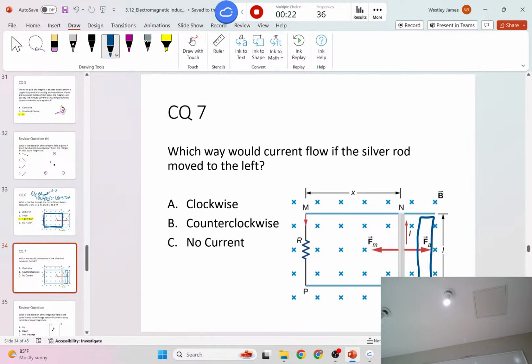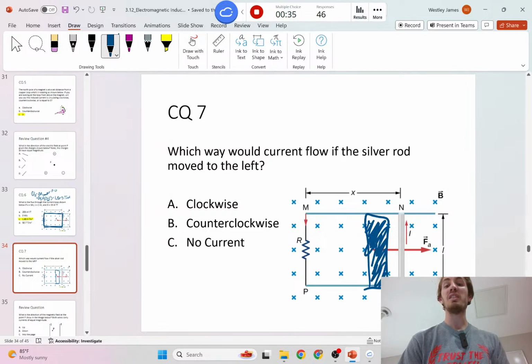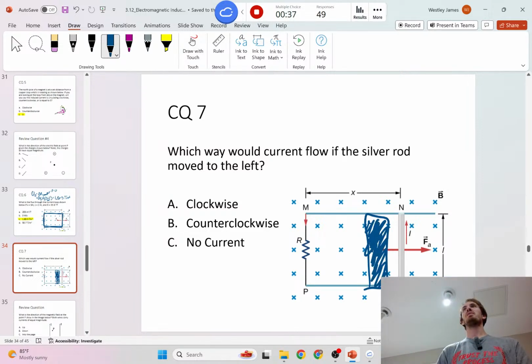Yeah, the question says left. Do you want us to do it right? Yeah, that's a great point. Which way would current... I don't know what I was doing there. There you go. Thank you. Which way would current flow if the silver rod moved to the left? Thank you. That's going to confuse so many people now. Left. There it is. That's the right picture. Move to the left, magnetic field still into the page. Yeah, the last slide said to the right, and I just assumed this was the same.